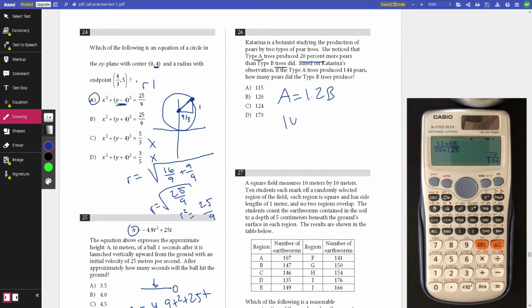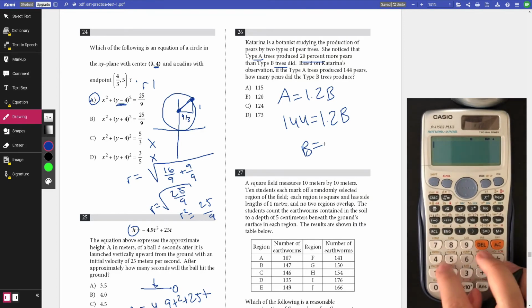So just plug in the values for A. 144 equals 1.2B. Divide, so 144 divided by 1.2. It's 120. The answer is B.